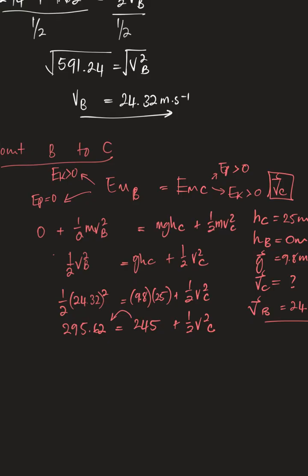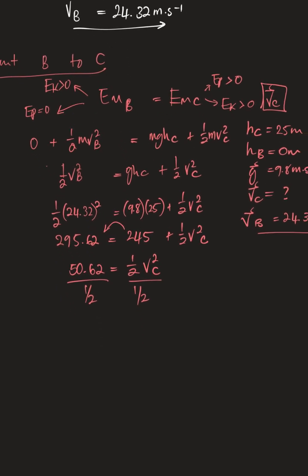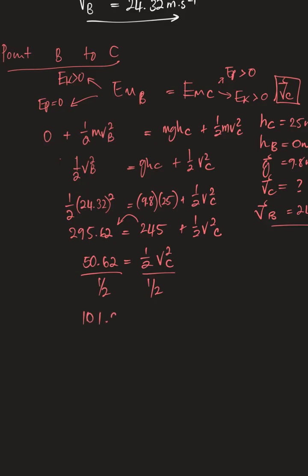Wait, where am I? I've got 295 minus 0.62 minus 245. 245. And that's going to give me 50.62 is equal to half V squared C. All right, divide both sides by half. And I'm going to get 101.24. 101.24 is equal to V squared.